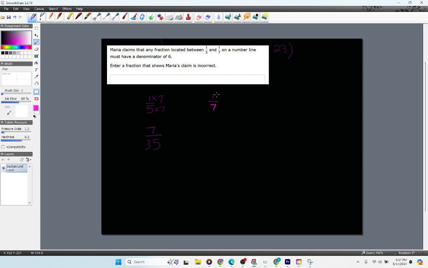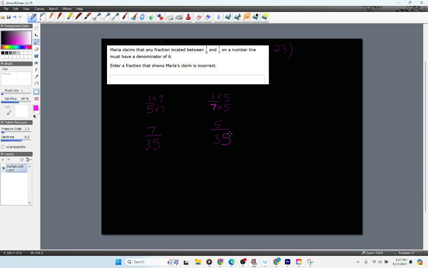Okay, now I'm going to come over here. I'm going to also multiply this by a number such that I can get 35 on the bottom. So I'm going to multiply by 5. Now I have 5 over 35.